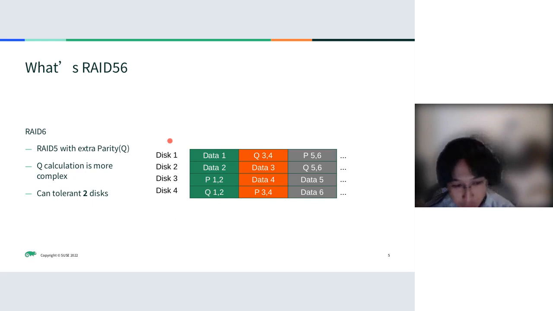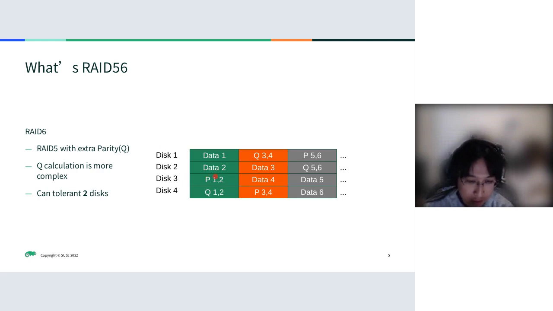Then we come to RAID6. The RAID5 can only tolerate one device lost, which is the same as RAID4. RAID6 introduced a new parity called Q. That means we have two parity stripes, P and Q. The Q calculation is more complex, but P is the same as RAID5. If you are interested in how Q is calculated, please check the Wikipedia. It's really out of the context of this talk.